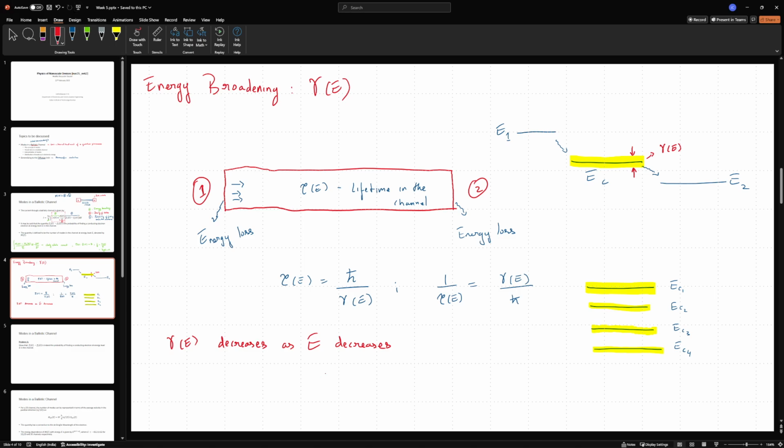Okay, so this is kind of like, if you are unable to figure this out, please practice this as a homework question. Why not? Okay, so this is the idea of energy broadening.